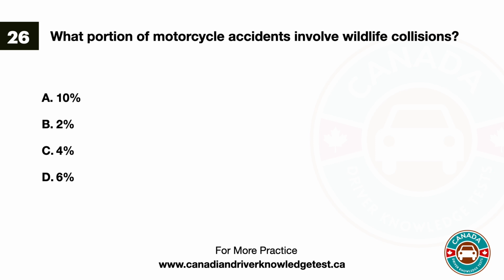Question 26. What portion of motorcycle accidents involve wildlife collisions? A. 10%. B. 2%. C. 4%. D. 6%. The answer is D. 6%.